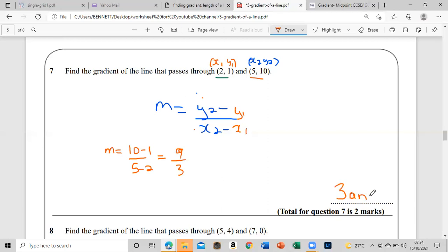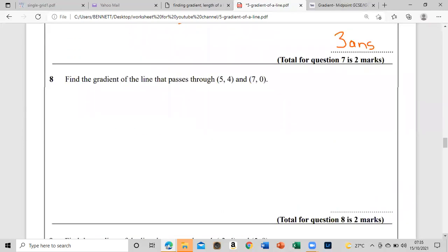Let us do one more of these, but I want you guys to go ahead and attempt it. Find the gradient of the line that passes through the points 5, 4, and 7, 0. Go ahead and do that. Come on, let's go. 2 minutes. Push yourself. Come on, guys. You have an exam to pass.